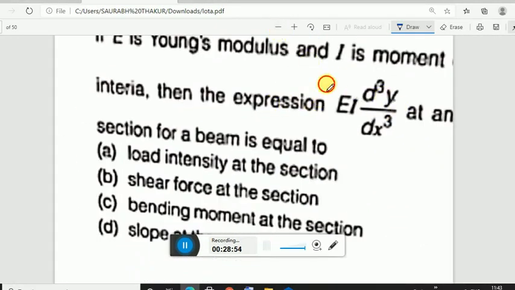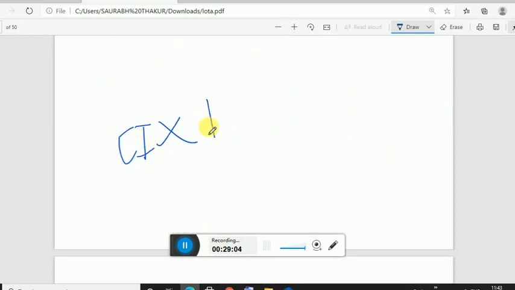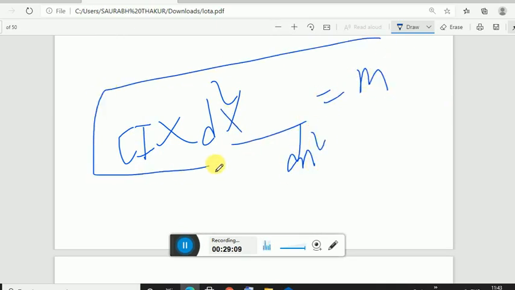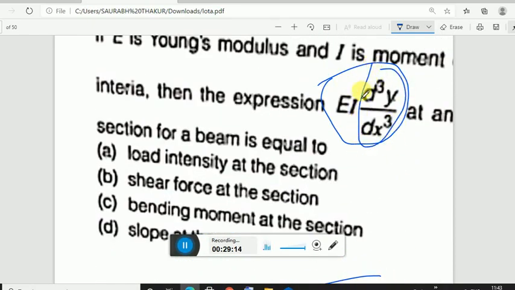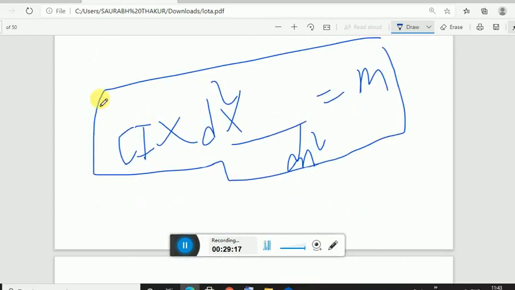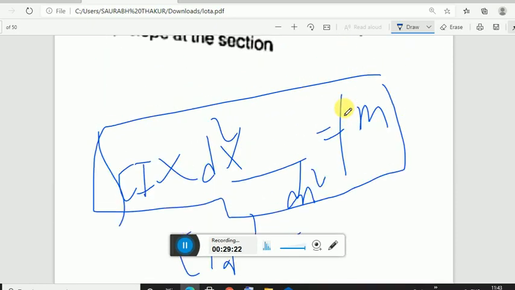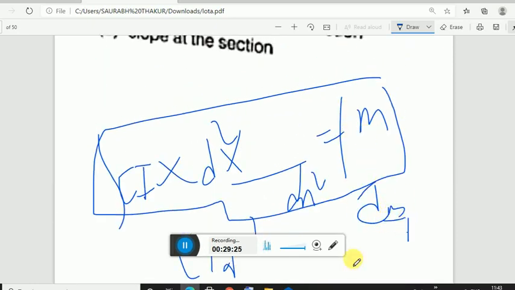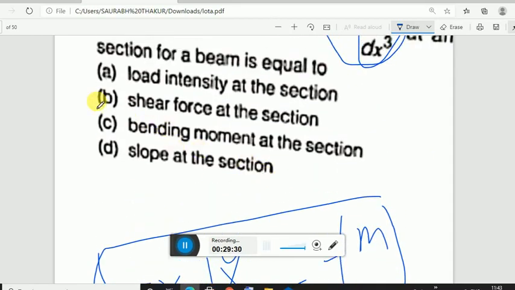Actually, the Young's modulus of elasticity and what it would be showing. EI into dq upon dx cube. Actually, EI into d square y upon dx square is equal to M. What you have to do? Here you are getting dq upon dx cube. What you have to do next? You just have to differentiate it one time. You will get EI into dq upon dx cube is equal to dM upon dx, and dM upon dx is equal to shear force. Your correct answer would be shear force at the section. Okay.